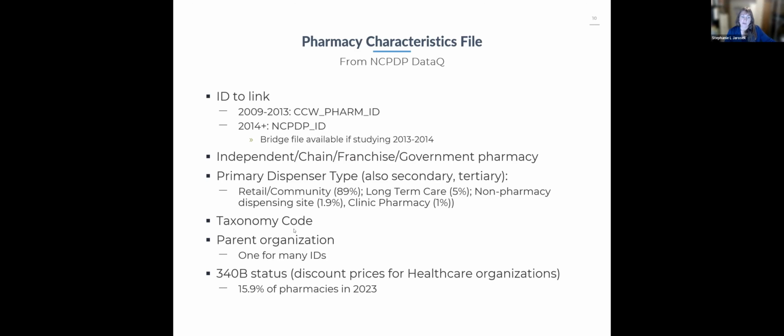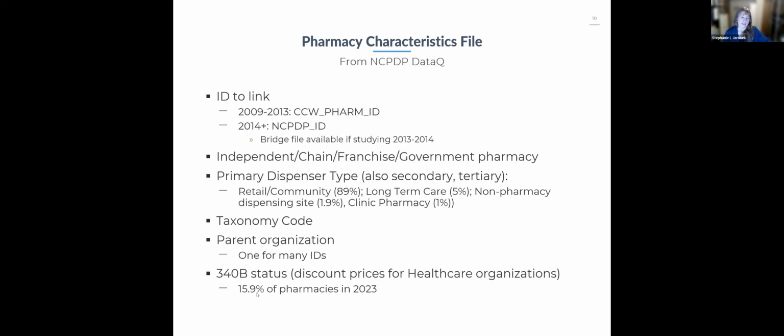They have taxonomy codes that will describe these things. You can also find parent organization, and just to note, that'll be one parent organization that might correspond to many pharmacy IDs. There's also 340B status. You might know that if a healthcare organization has 340B status, then they get discounts on medications so that they can provide them for low-income people, that just helps them with their prices.